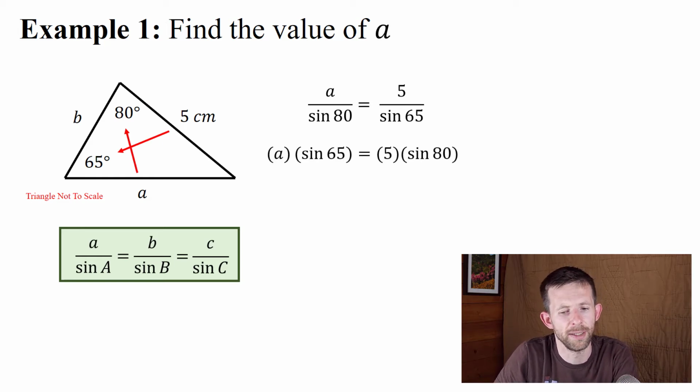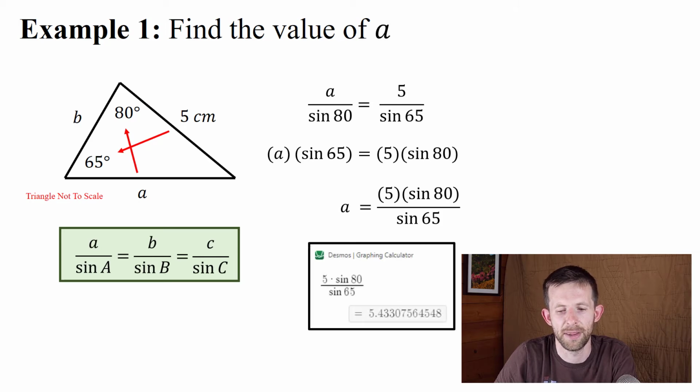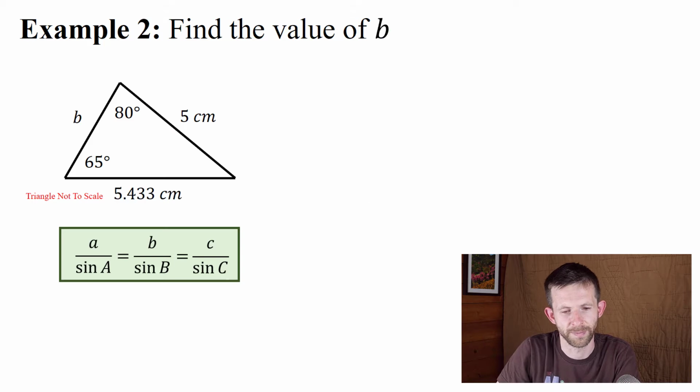I'm going to cross multiply, so a times the sine of 65 is 5 times the sine of 80. Now, I don't want to simplify anything yet. I want to get a by itself, so divide both sides by the sine of 65, and that's what I want to plug in Desmos: 5 times the sine of 80 divided by the sine of 65. And that's my a. Desmos gives me 5.433. And don't forget the units. In this case, the units are centimeters.